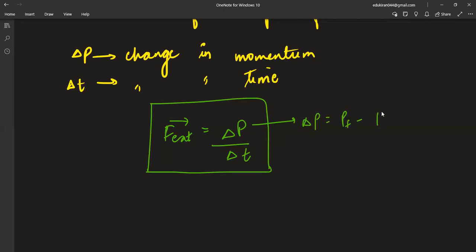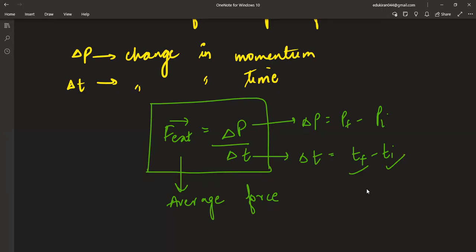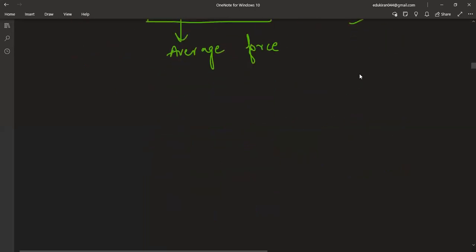Delta P is P final minus P initial. Change in time is final time minus initial time. So this will give you the average force. Remember, in a similar manner we calculated speed and average speed and average acceleration. I'll repeat it again. When do you calculate average? When you have a particular duration. You have an initial time, you have a final time, a duration from 2 seconds to 3 seconds, from 8 seconds to 12 seconds, from 3 p.m. to 4 p.m., right? Then you use average force. Basically, you subtract and use it.